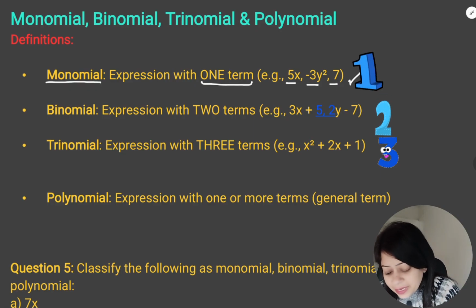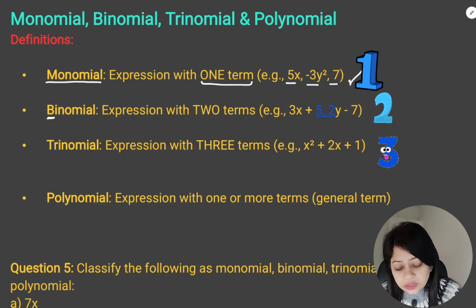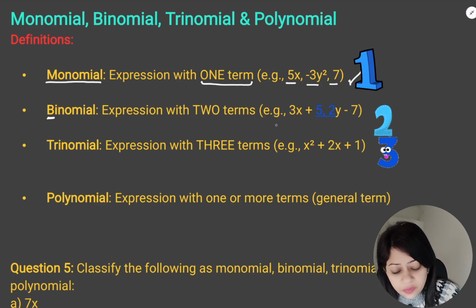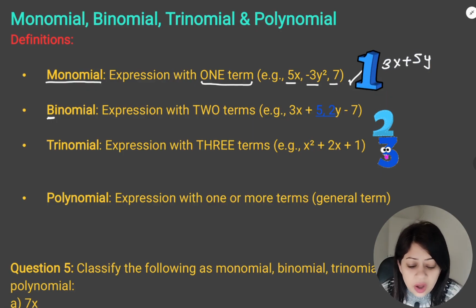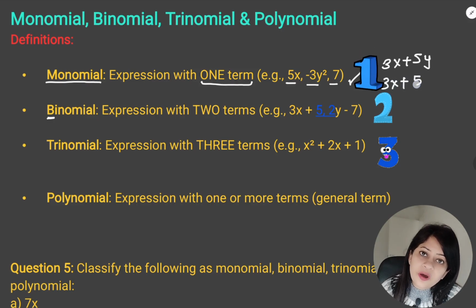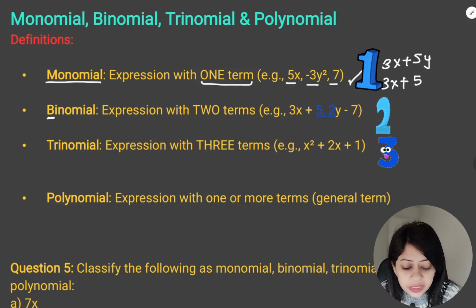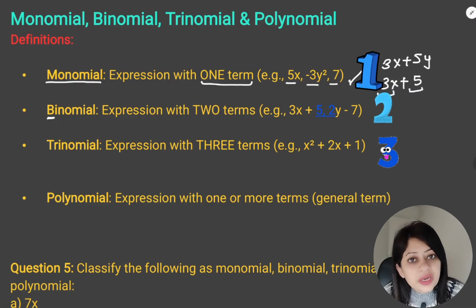Okay. Second is binomial. Bi means two terms, when you have only one sign in between. So if I write 3x plus 5y, this is a binomial. Or I write 3x plus 5. This is a binomial because it has two terms. One term, two terms. When it has two terms, then it is a binomial.